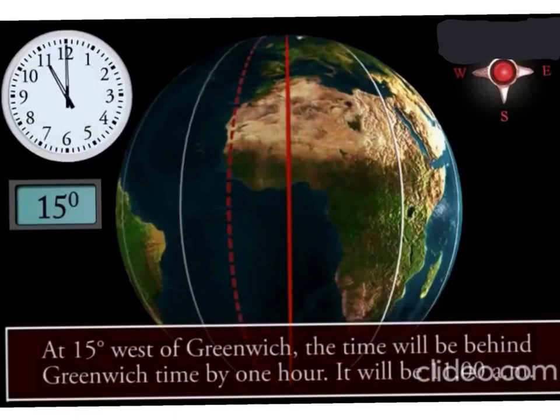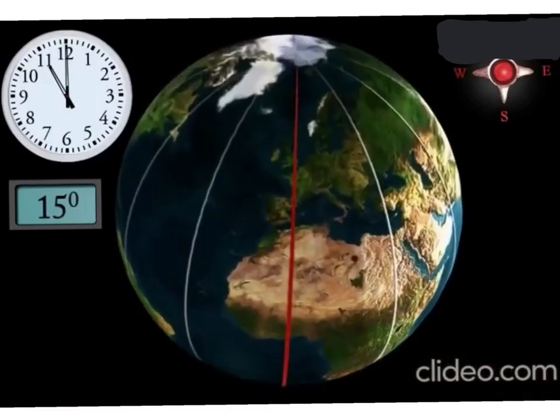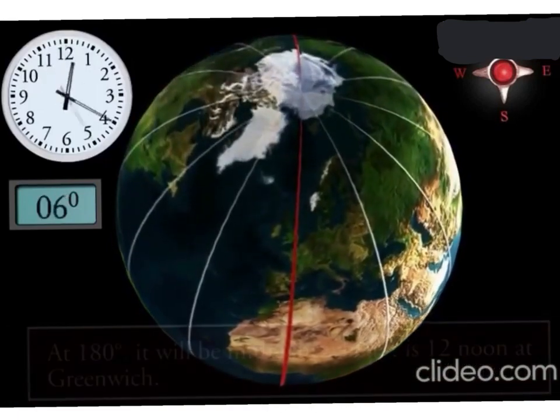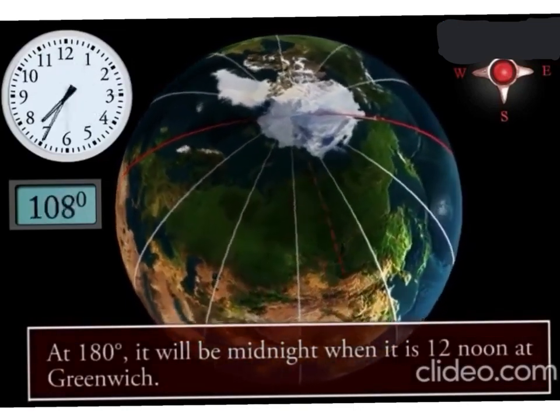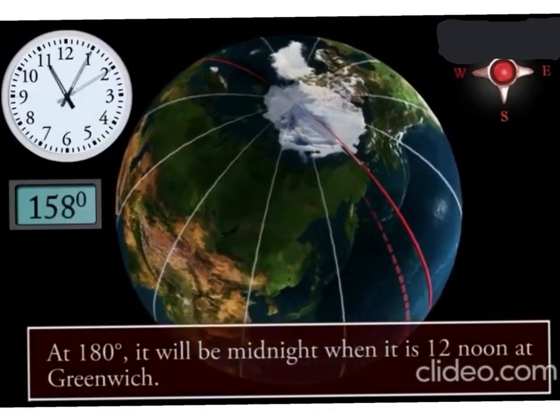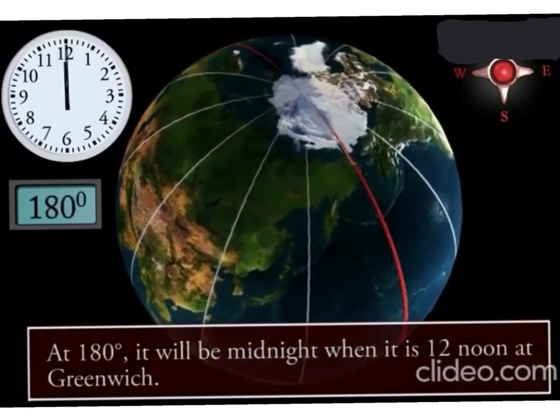At 15 degrees west of Greenwich, the time will be behind Greenwich time by 1 hour. It will be 11 am. Similarly, at 180 degrees, it will be midnight when it is 12 noon at Greenwich.